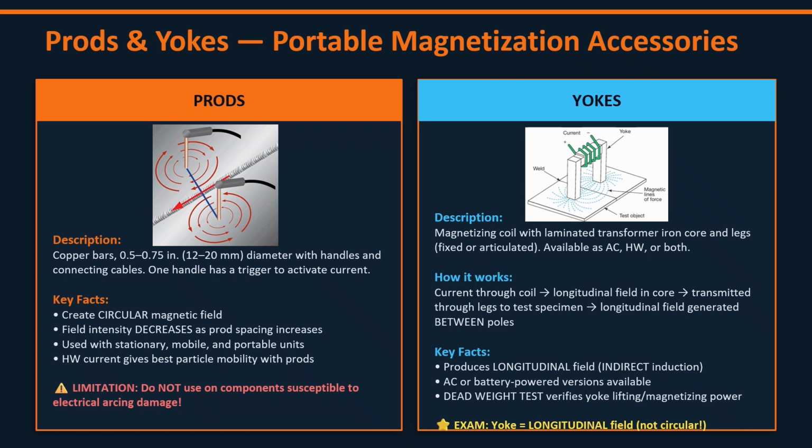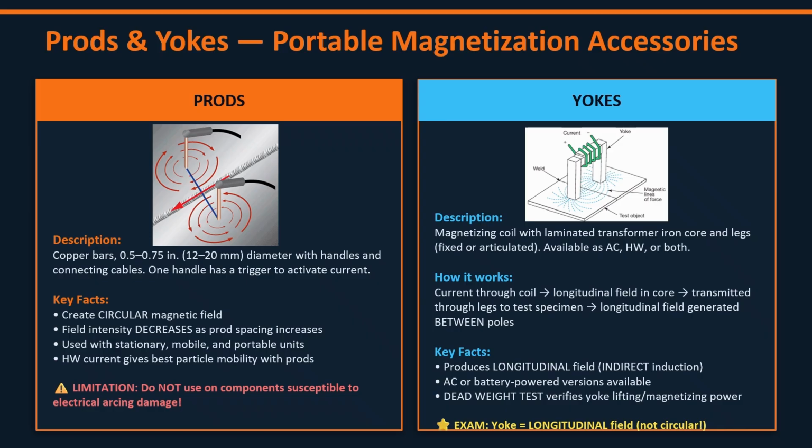A yoke works indirectly. Current flows through a coil around a magnetic core, and the resulting magnetic field is transferred through the yoke legs into the component. The field between the poles is longitudinal. That makes the yoke particularly useful for detecting transverse cracks in welds and plates.